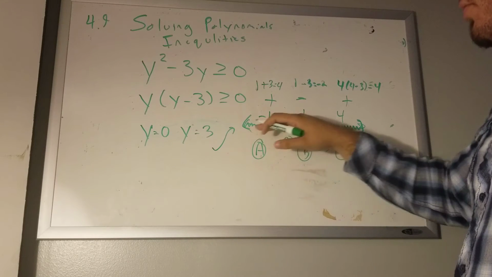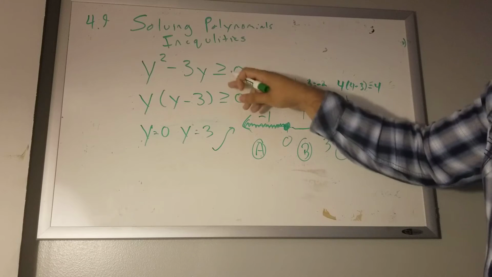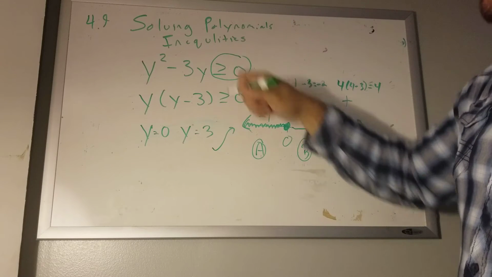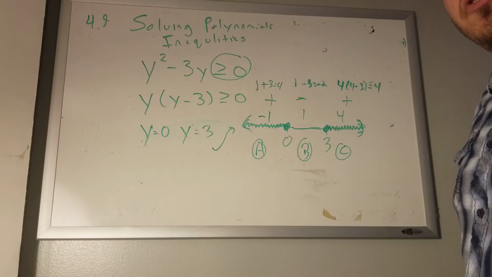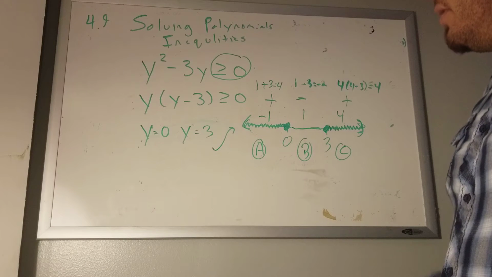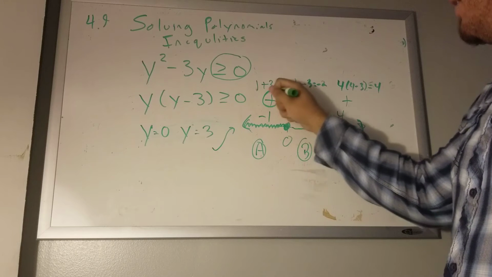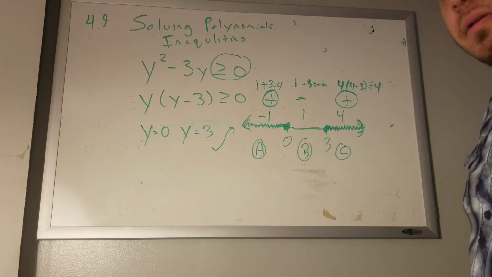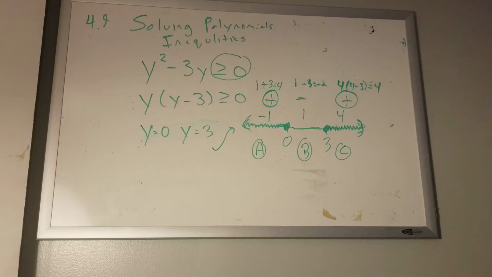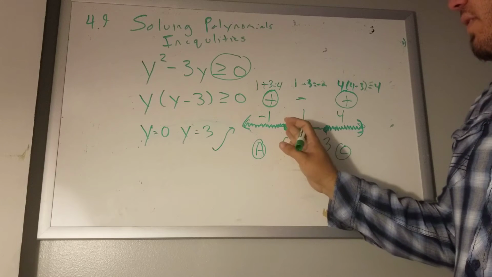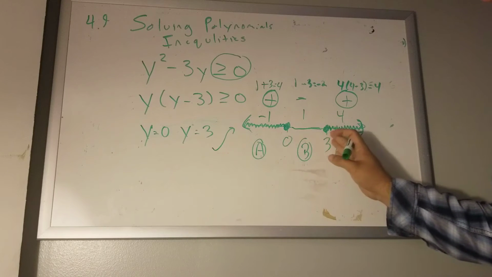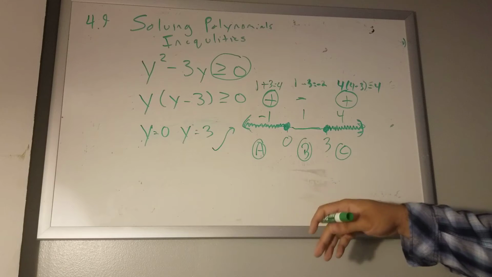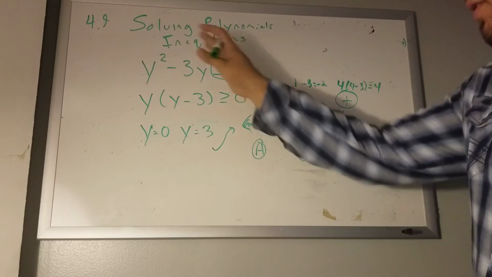How do we choose how to color it in like I did? Well, in the original equation, it is greater than or equal to 0. So I want to see which parts give me positive numbers. And the parts that give me positive numbers are here from 0 down to negative infinity, and here from 3 to positive infinity.